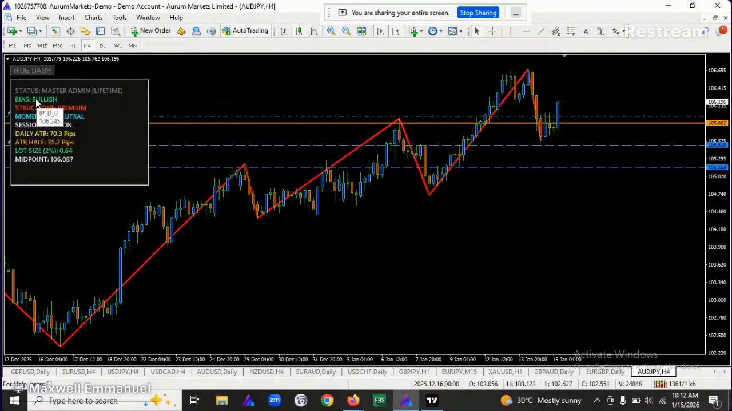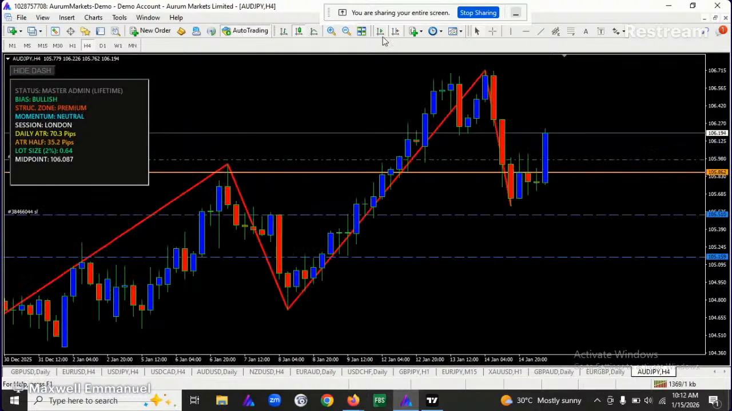This bullish bias was generated after the close of this bullish candle. The software, the EA, gave this signal after the formation of this candle. I think this was Monday's candle. It gave this buy signal, so one should have entered buy at the close of this candle.